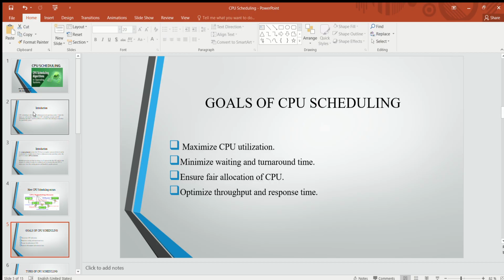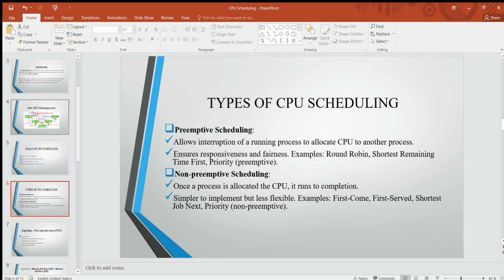So it makes sure that no process is being cheated out of CPU allocation. Then it optimizes throughput and response time. Throughput is the unit of work, the amount of work per unit. So it gives us the best throughput, and the response time is improved quite a lot.